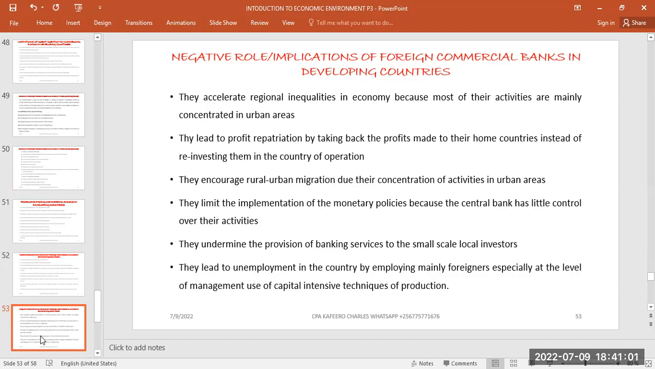Then last one, we can talk about unemployment. It leads to unemployment in a sense that these companies, when they are coming in, they bring in their people that are going to be working, especially in the managerial positions, rather than employing the people within the area of operation. And that becomes a challenge to them.